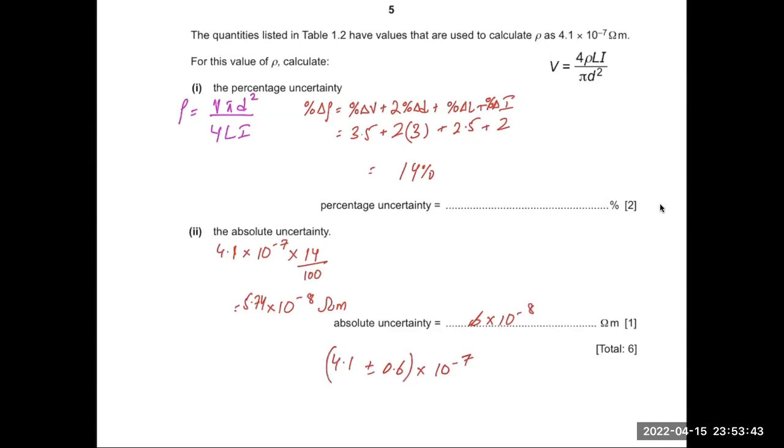What I've done here is I've changed 6 into 10 raised to the power minus 8 into 0.6 into 10 raised to the power minus 7, because this is in terms of 10 raised to the power minus 7. Or what you could have done is change this into 41 into 10 raised to the power minus 8. You could have done this too and write it as 41 plus minus 6 into 10 raised to the power minus 8. So this is sorted. Thank you for pointing that out.